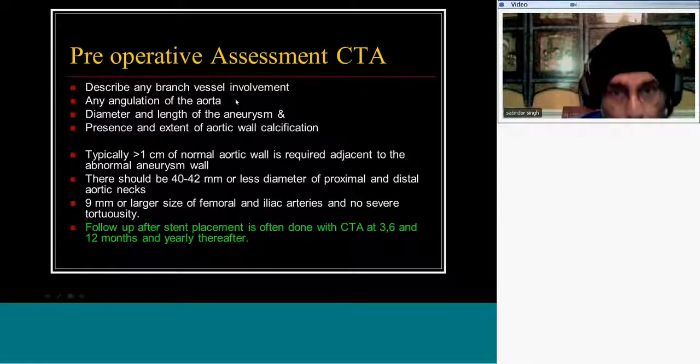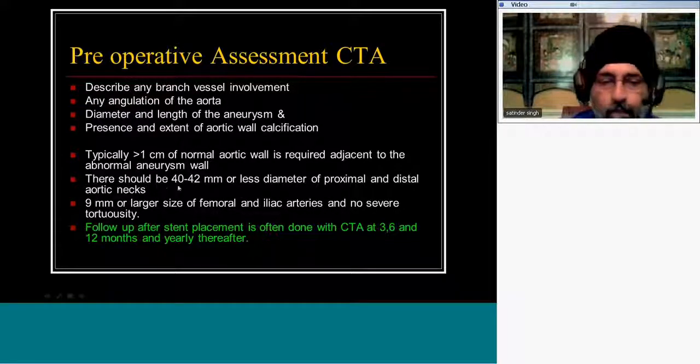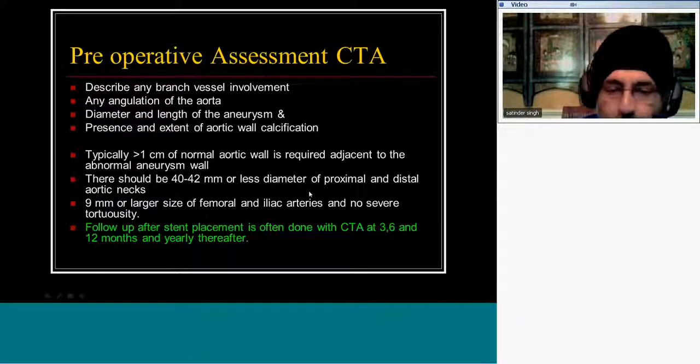So always describe any branch vessel involvement, in the thoracic aorta the neck vessels, if there is any significant angulation of the aorta, of course the diameter and length of the aneurysm, and the extent and location of the calcification, how much aortic wall calcification there is. Typically, more than 1 centimeter of normal aorta is required adjacent to the abnormal aortic aneurysm wall, and there should be a diameter of 4 centimeters or less of the proximal and distal aortic necks.